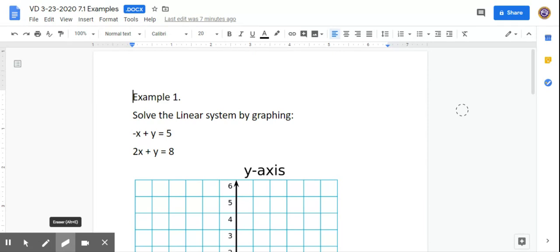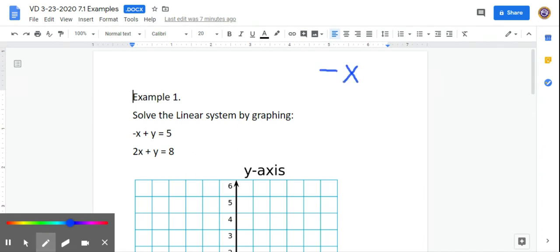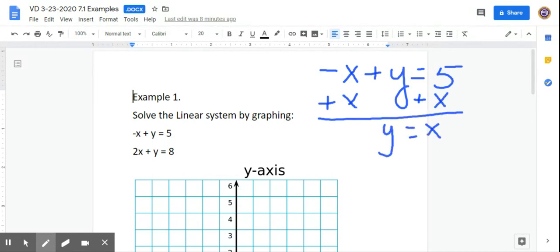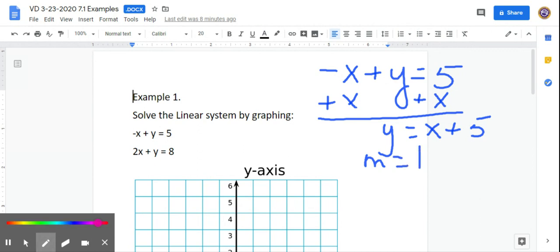All right, so that's what we're going to do. So we're going to take our negative x plus y equals 5, and we're going to solve for y. So we're going to add x to both sides. We get y equals x plus 5. Now it tells you to find the slope, which is m, which would be 1. Remember that there's a 1 right here. And b, which is 5.